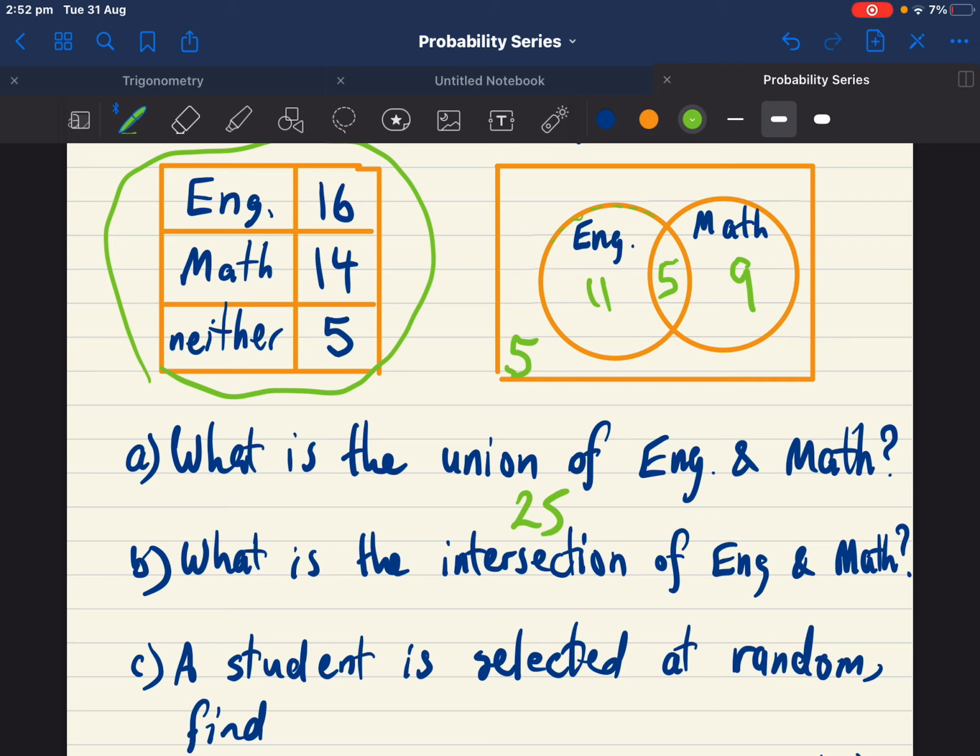Let's be honest. Part B, what is the intersection? By the way, remember union is that symbol. Intersection is our next one. That's the upside down version of union. What is the intersection of the English and maths? So this is just how many students belong to both sets. And in this case, there were 5 students. I should technically be putting the units for these numbers.